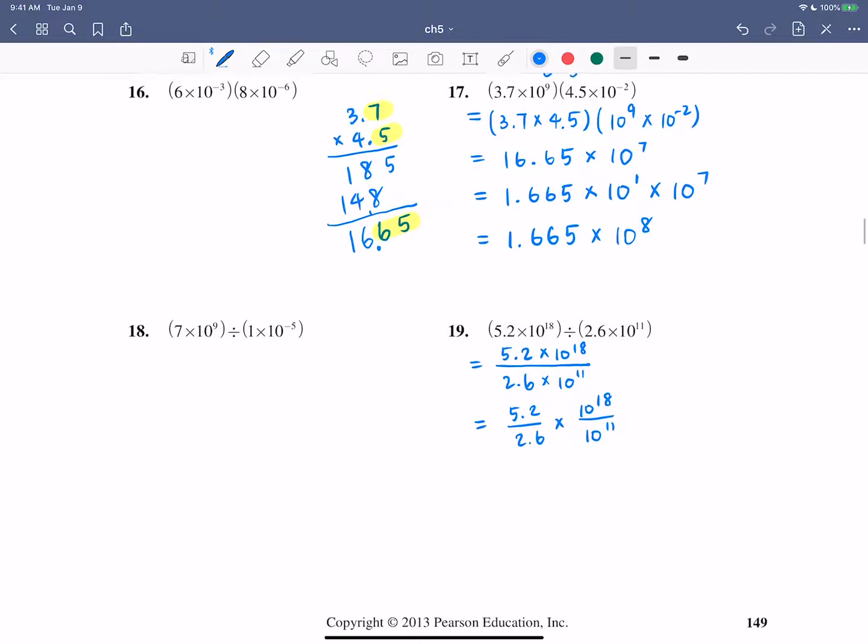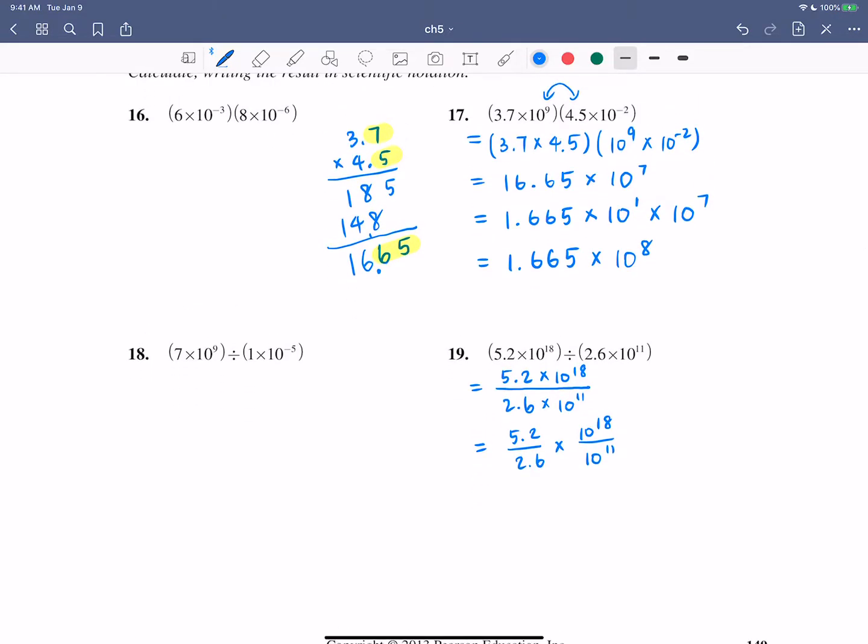This step is optional. You don't really need to do this. You could just simplify straight from the original, but I think this is easier to see what you're doing. 5.2 over 2.6. If you have a strong number sense, you should see that there are two 2.6s in 5.2, so it simply simplifies to 2. Times 10 to the 18th over 10 to the 11th. By the quotient rule, we keep the base and subtract the powers, we get 10 to the 7th. And that is your answer.